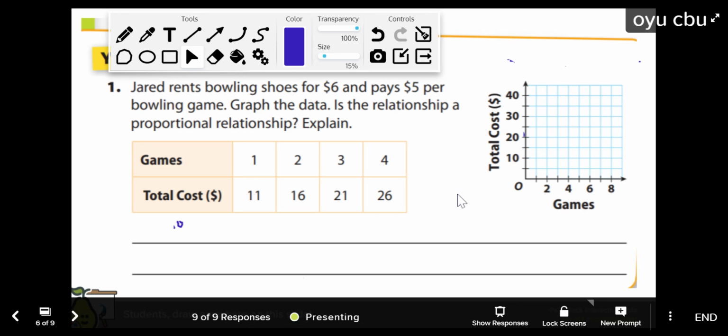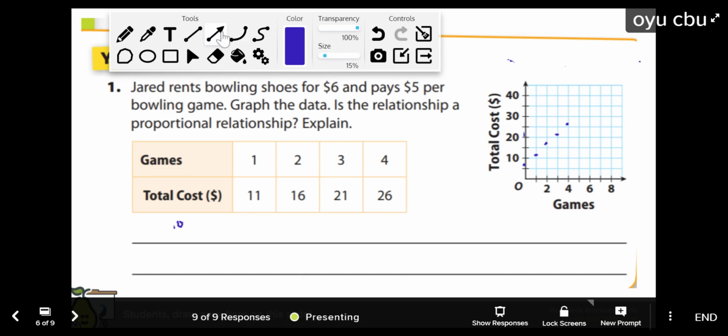All right, so if we are graphing this, we're saying 1 is 11. So at 1, I'm going to have 11 right here. My 2 is going to be 16, which is right above here. My 3 is going to be 21. My 4 is going to be 26. There's my dots. My 0 is going to be 6 because even for 0 games, they're still renting for $6. So my first one is 0, 6.